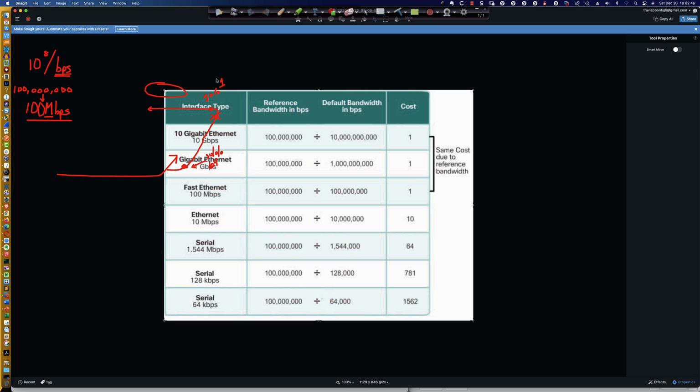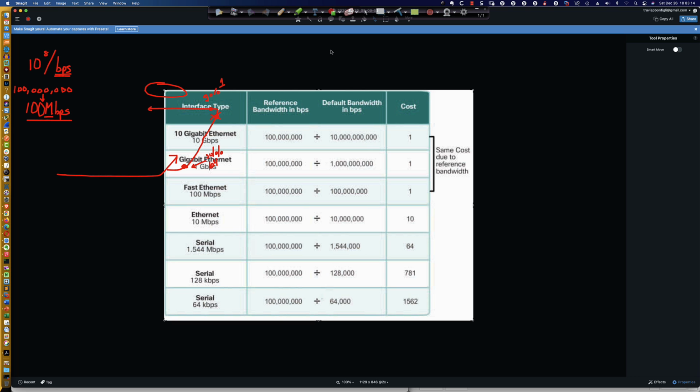And so that's where we have an optimization that should be put into play, and that is the manipulation of the auto cost reference bandwidth, which we're going to get to in a second. Again, this is showing you how OSPF, using the default auto cost reference bandwidth setting, would calculate the cost for different interface speeds that you may run into.